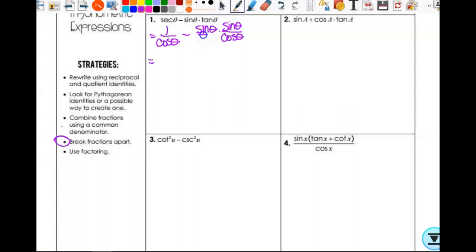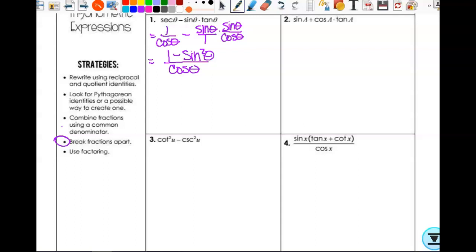Then I look here, I put this over 1, right? I have 2 terms because my terms are separated by my subtraction, yes? And I basically have 2 fractions. The second fraction, what is sine times sine? Sine squared. Okay, so that's going to become sine squared over cosine, right? So I have 2 fractions. Do they have the same denominator? Yes, they do. So I'm going to go ahead and put them together. My common denominator is cosine theta. So in the numerator, I'm going to have 1 minus sine squared theta. Okay. Everybody good so far?